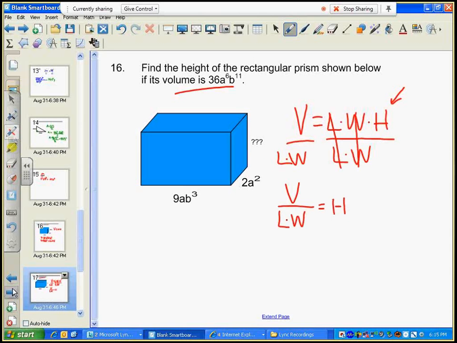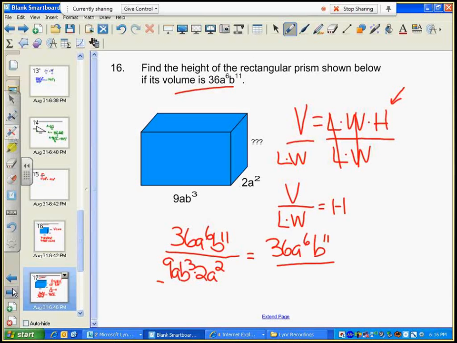My volume is 36, a to the 6th, b to the 11th. Divide that by my length, which I'll call 9ab cubed, times my width, which is 2a squared. Kind of complicated. I got 36, a to the 6th, b to the 11th, all over, let's do my coefficients. That ends up to be 18. Got a to the 1st times a squared, which is a cubed. And I have my b cubed.